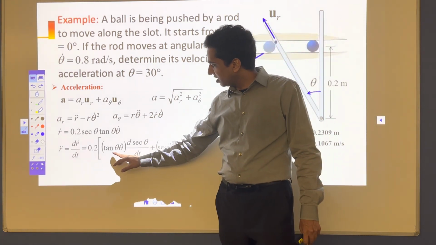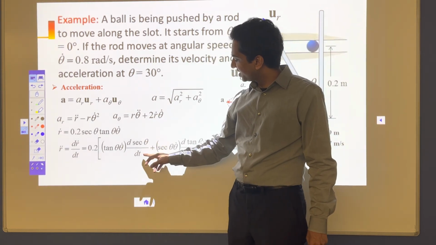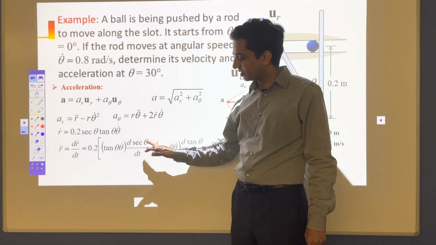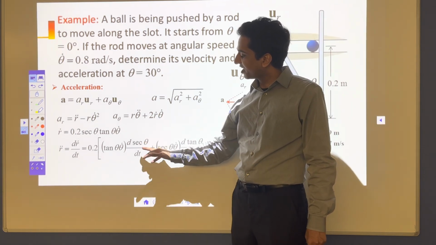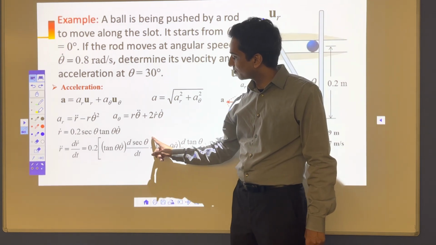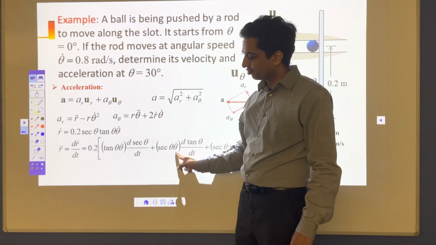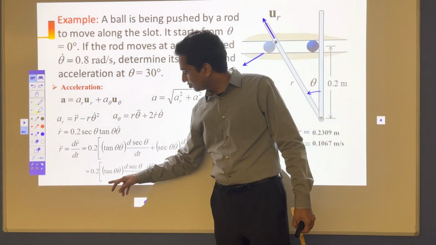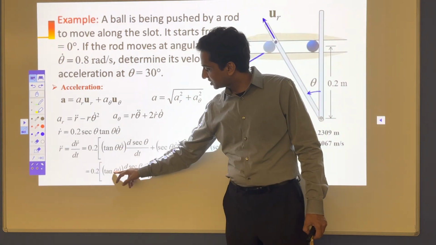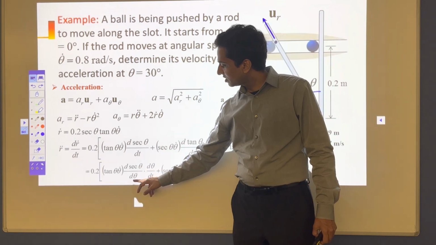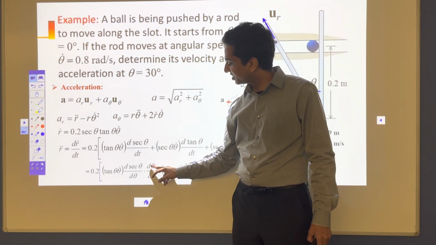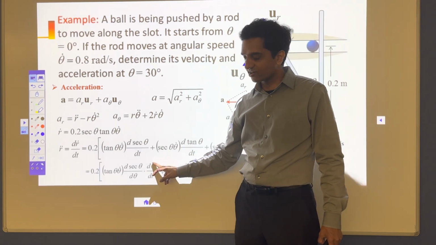Now here I have d theta dt here, so I can't have a direct derivative. It means I have to multiply and divide by d theta. I have to use the chain rule. If I do that, I'll get something like this: 0.2, tan theta dot stays the same. This one divided by d theta multiplied by d theta, so d sec theta by d theta by dt, and that is nothing but theta dot.